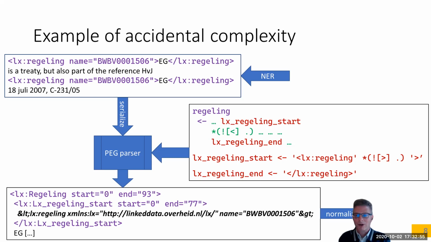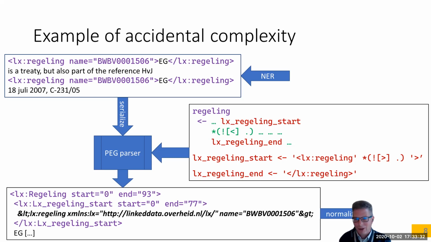It's even worse because when the PEG parser has done its work, this is what it will produce over here. And you can see that this includes the parse tree for all this extra stuff that we had to add to the grammar. So we have the Alex regeling element, but also the regeling start. Then we have the serialized version of that Alex regeling element. And then we have the end of the regeling start. Then we have EG, etc., etc. It's even too much to fit on this slide.